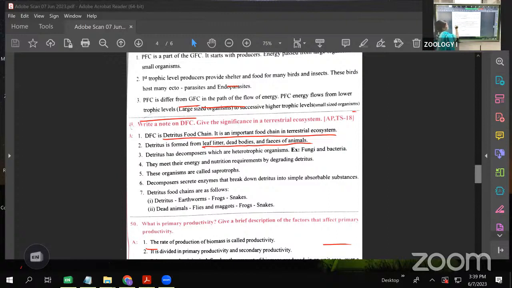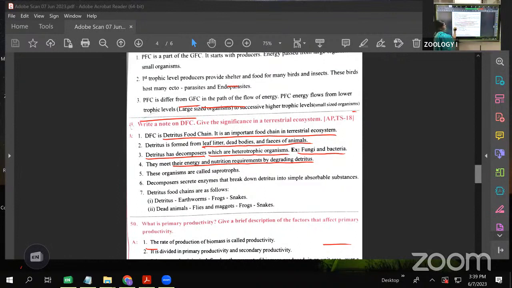Here, the detritus has decomposers, which are heterotrophic organisms, for example fungi and bacteria. They meet their energy and nutrition requirements by degrading the detritus. The detritus is degraded by these decomposers.